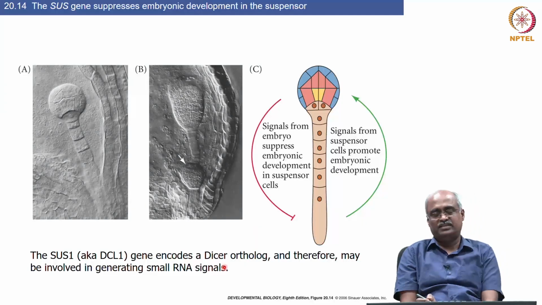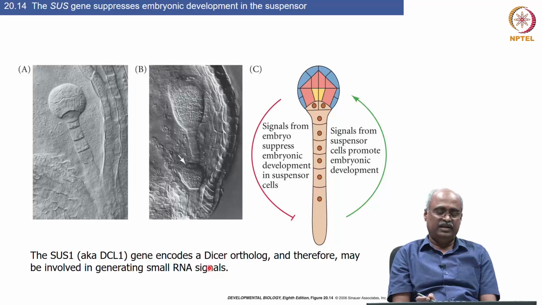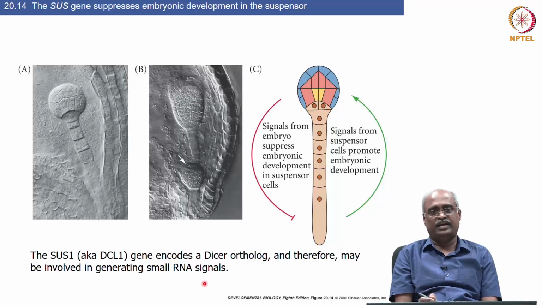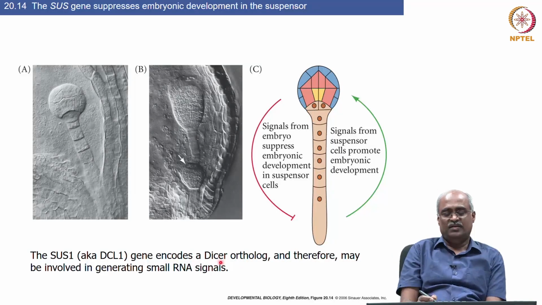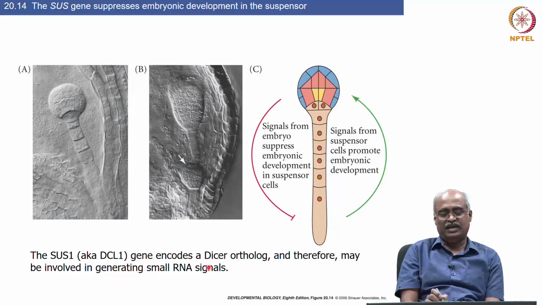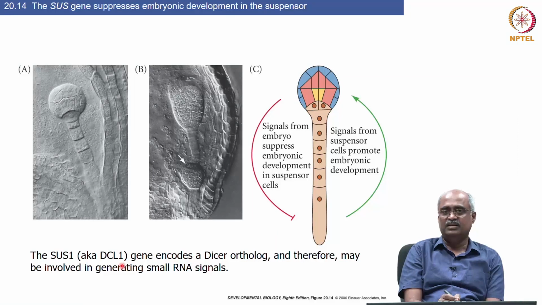to the dicer. Dicer you may have heard in discussions on RNAi. Dicer is a protein involved in cleaving RNA into small signaling RNA molecules, so called siRNAs. They are involved even in miRNA generation. miRNAs are usually transcribed as tandem repeats, and then each of the repeats has to be cut into the monomers, and that is done by dicer. So it is basically an RNA cleaving enzyme, and Sus1 bears similarity to that, and as a result it is also called DCL1.